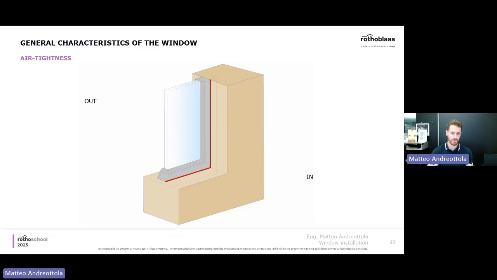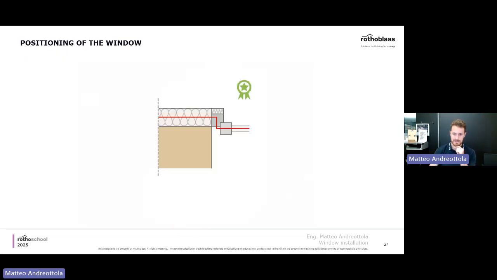So just to make it even more clear, if you have a counter frame, so you have your structure, you have your counter frame on top of it, it means you have a gap just beneath it, and you have the fixed frame of the window, meaning you have another second gap. You need to have these same three protection layers in both of the gaps. That's also very important. So also the positioning of the window can vary completely.